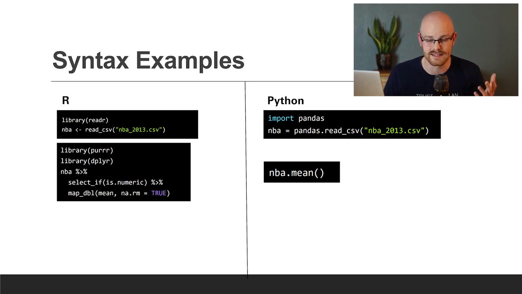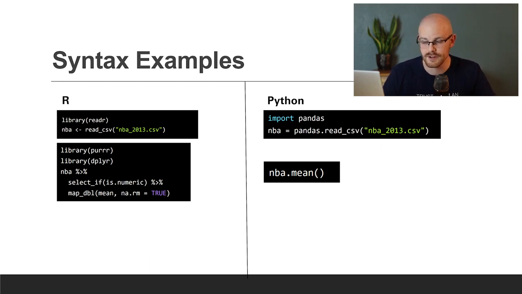I 100% cherry-picked these, but I do feel like they're pretty representative of what the code looks like as a whole. And so a lot of people are probably going to get mad at me saying, no, R is much easier than this. And you may be right in some aspects, but for the most part, I feel like this is fairly accurate. We're just reading in a CSV file and then trying to find the mean of a column or a field. And that's about it.